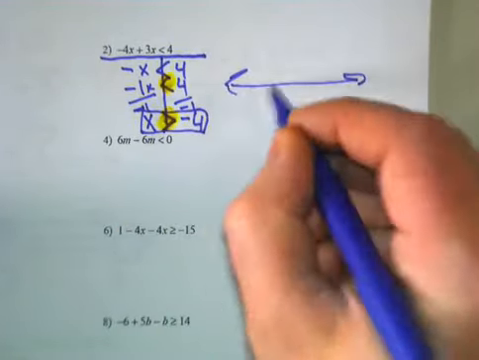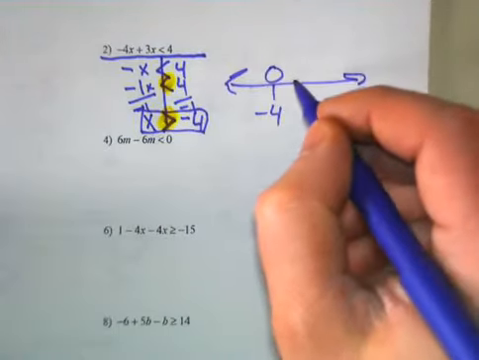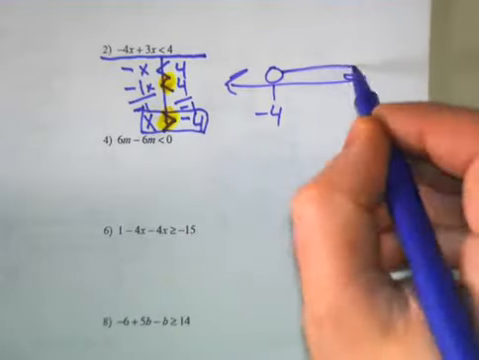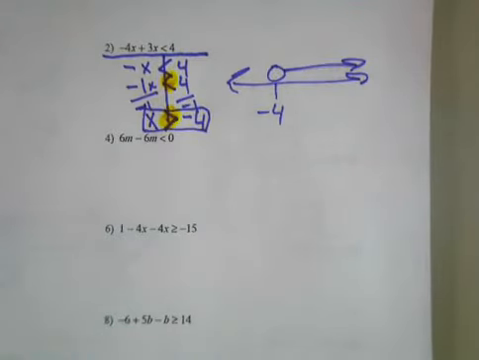If you were going to put that on a number line, you go over here to negative 4, draw your circle above it. X is greater than negative 4, and that is to the right. I hope that is helpful, but please remember, the only time you have to switch the sign is when you are dividing by a negative number.